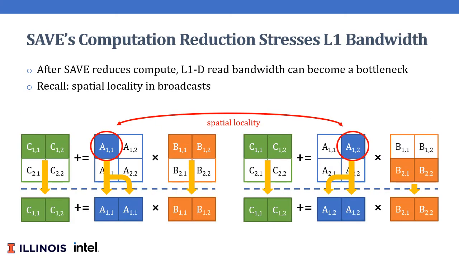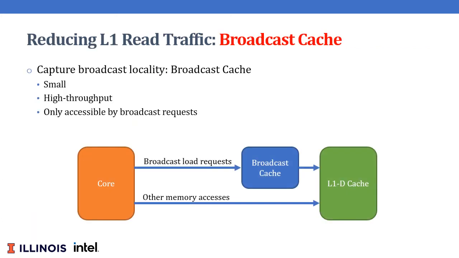Next, we found that after SAVE reduces compute, the L1D read bandwidth can become a new bottleneck. We tackle this by leveraging the spatial locality in the broadcasts in GEMMs. We introduce a small high-throughput cache to capture this locality. We call it the broadcast cache. Only broadcast requests access this cache. All other memory accesses go to L1 directly. We found that a 32-line direct mapped broadcast cache can already give over 90% hit rate.